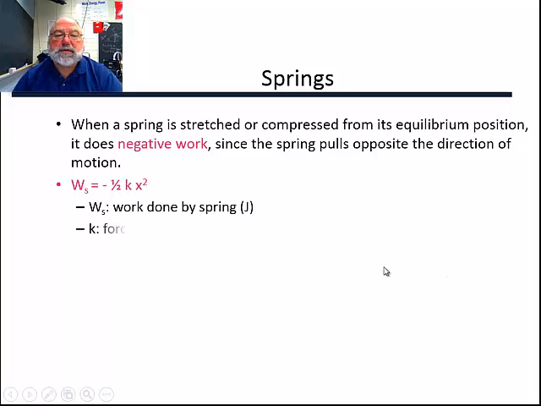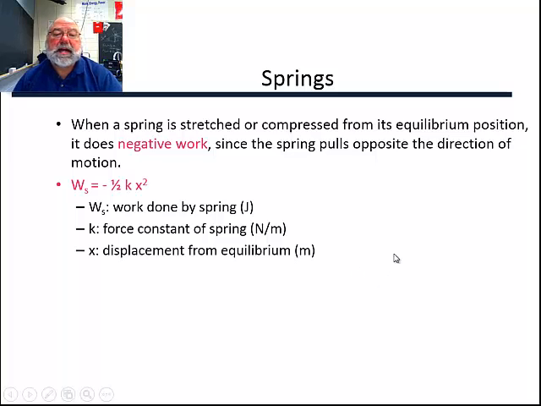Okay, the work is in joules. K is the force constant or the spring constant of the spring. It's in units of newtons per meter, and x is the displacement from the equilibrium.